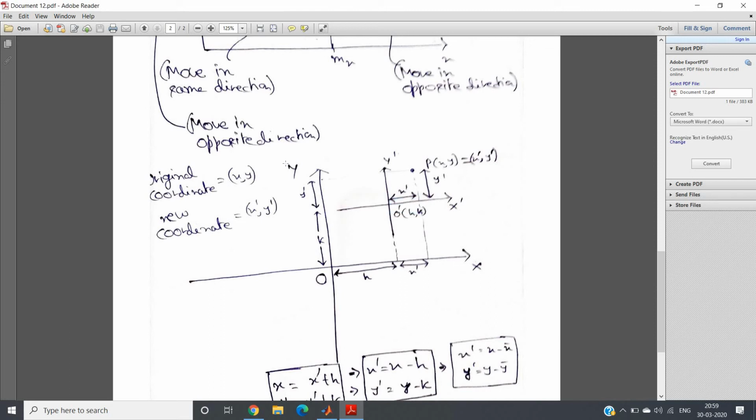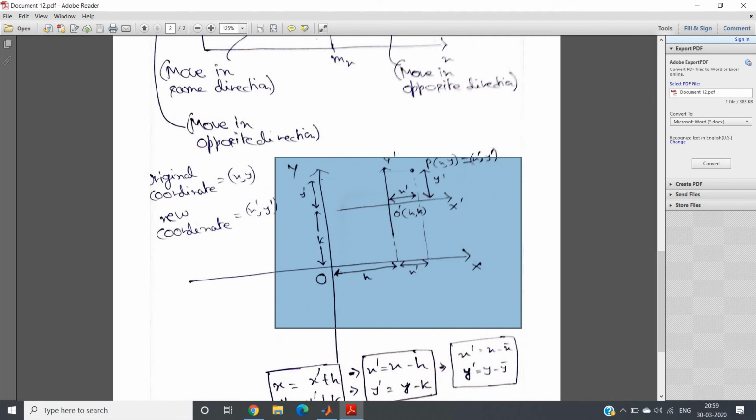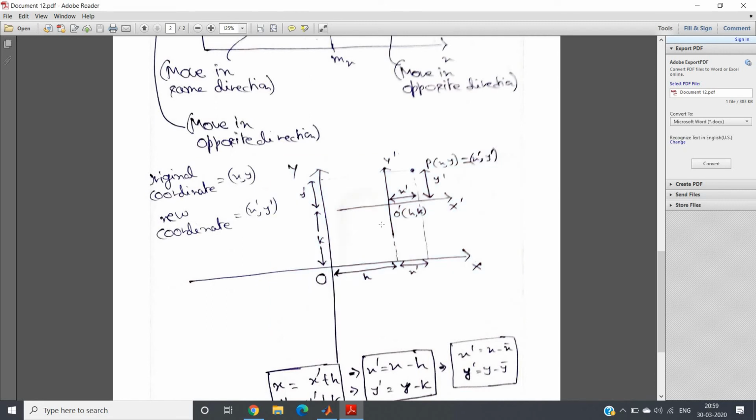And if you consider our original coordinate system, which has origin at 0 0, this particular point P has coordinates x, y. So this total distance is x and this total distance is y with respect to our original coordinate system, and this is h, k, our shifted coordinate system origin point. So this is h and this is k, and this part we know as y bar, so this point will also be y bar, this point is x dash or x bar, here also x dash.